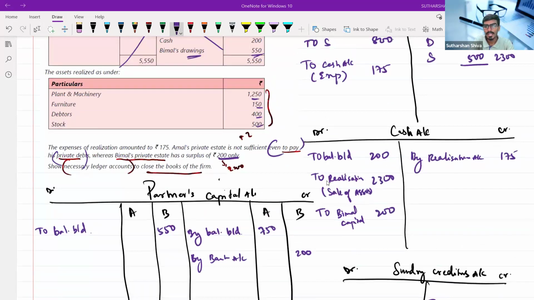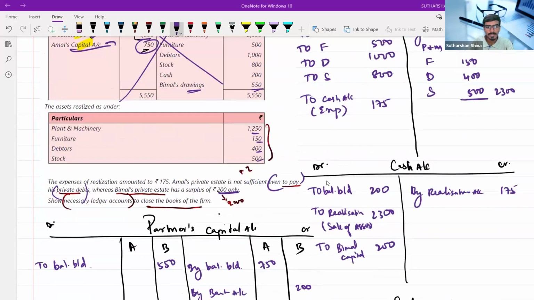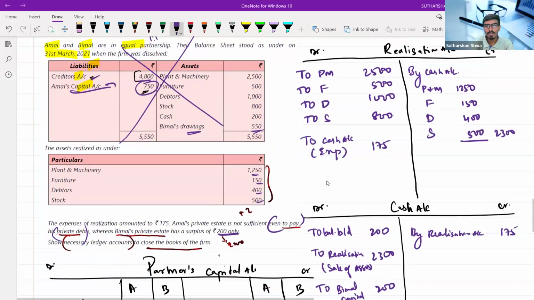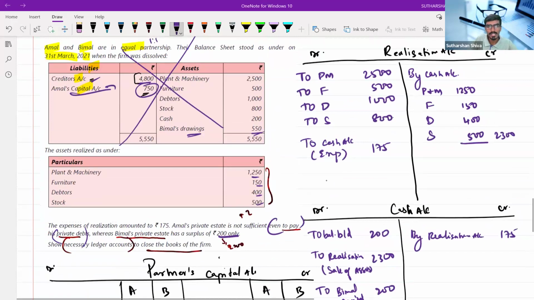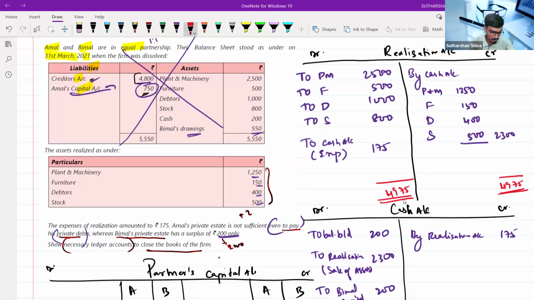Next, is there any value that needs to be shown? Yes, bring the cash, right? Amal's capital, everything we have discussed. This adjustment is done. Now it is purely about the closing of the entries. First, we will close the realization account. What is the value? Which side is higher? The debit side is higher. 3,000, 4,800, 4,975. Subtract 2,300, 2,675.